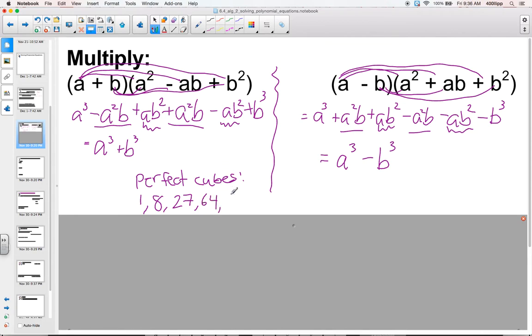5 cubed, which is 5 times 5 times 5, 125. 6 cubed is 6 times 6 times 6, which is 216. 7 cubed is 7 times 7 times 7, which is 343. 8 cubed is 8 times 8 times 8, and that's going to give us a 512, and so on. Okay, so these are perfect cubes. We'll start with those.